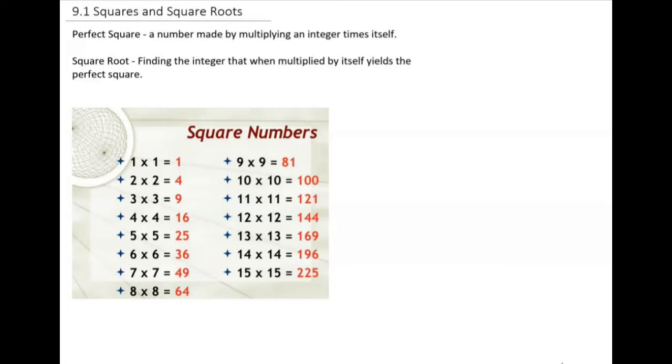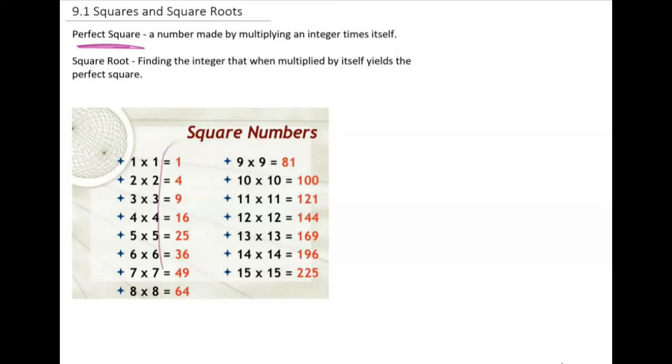Okay, so today I want to define 2 terms for you. The first is called a perfect square. And a perfect square is a number made by multiplying an integer times itself. So you can take a look at my chart here, and I would encourage you to pause the video and go ahead and copy this chart down, just to help you get familiar with what these numbers look like.